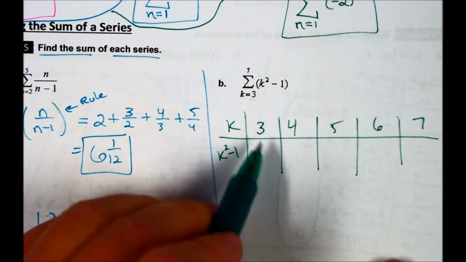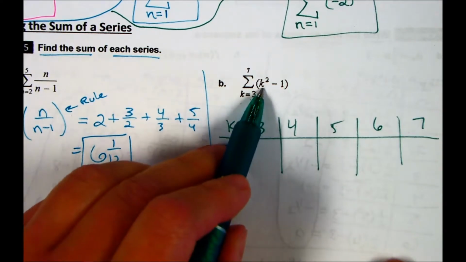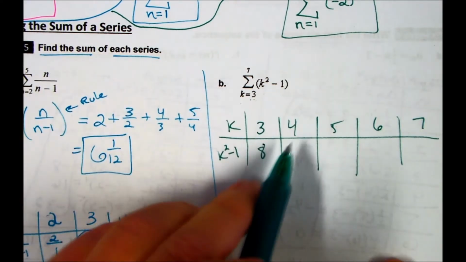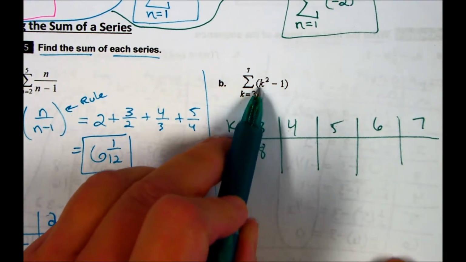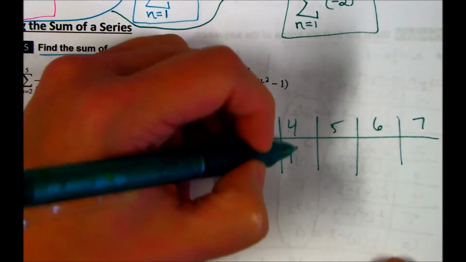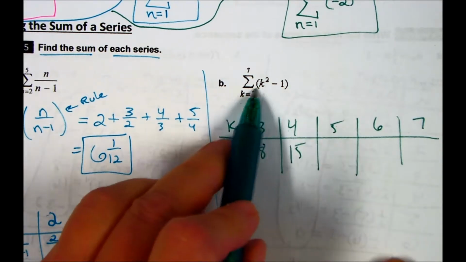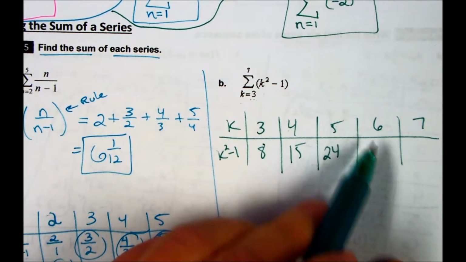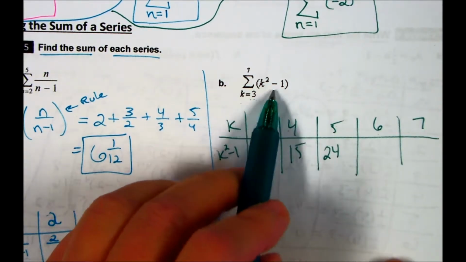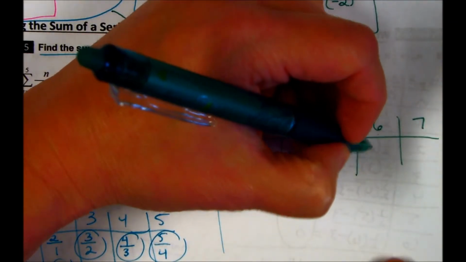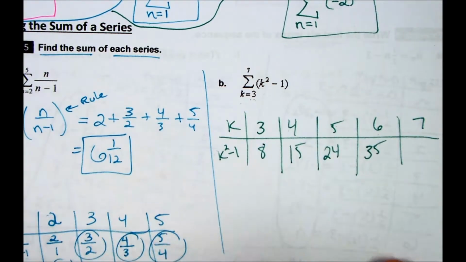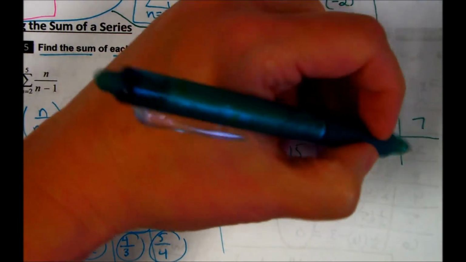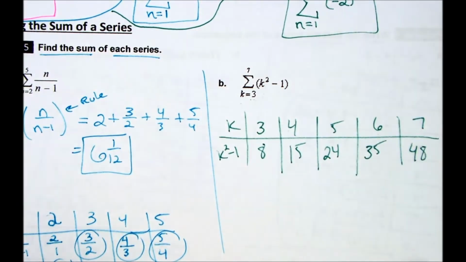All right, so here we go. So 3 plugged in here, squared would be 9, minus 1 is 8. 4 plugged in for k, 4 squared, 16, minus 1, 15. Plug in your 5, 5 squared is 25, minus 1 is 24. Plug in your 6. 6 squared is 36, minus 1 is 35. And last but not least, take your 7 and square it, you get 49, minus 1 is 48.